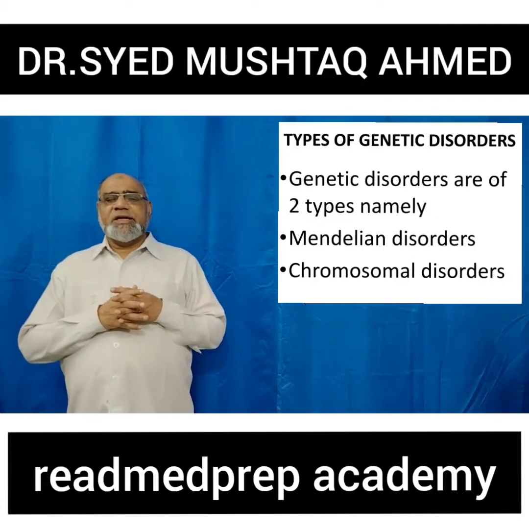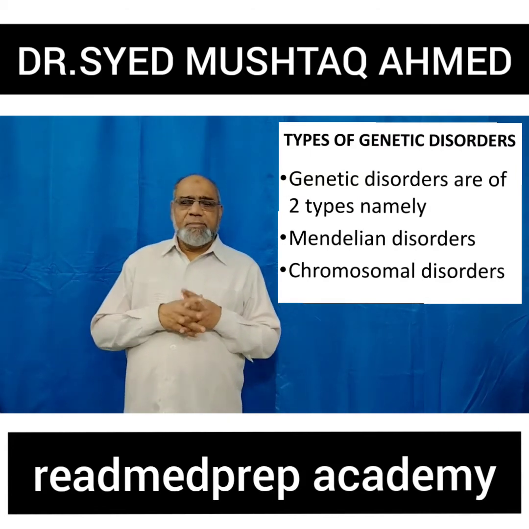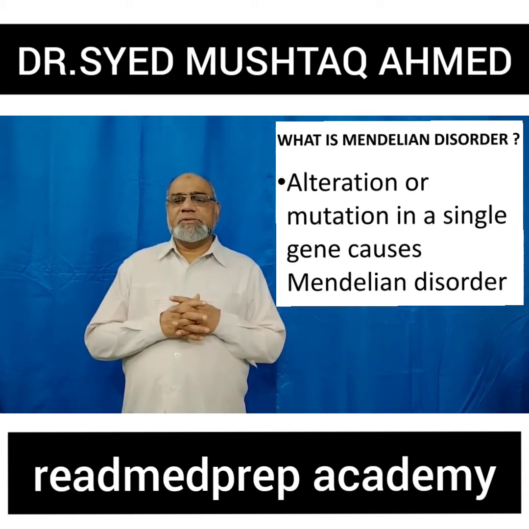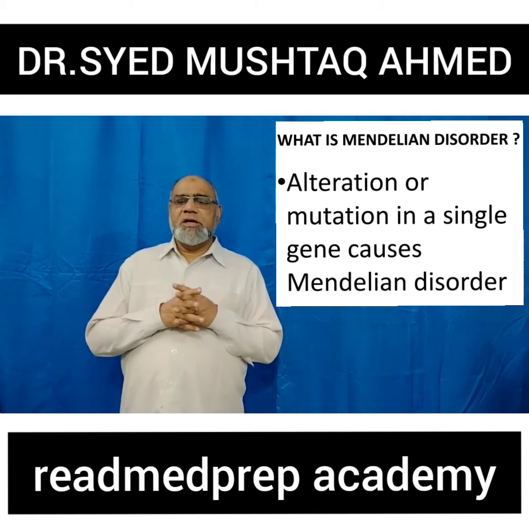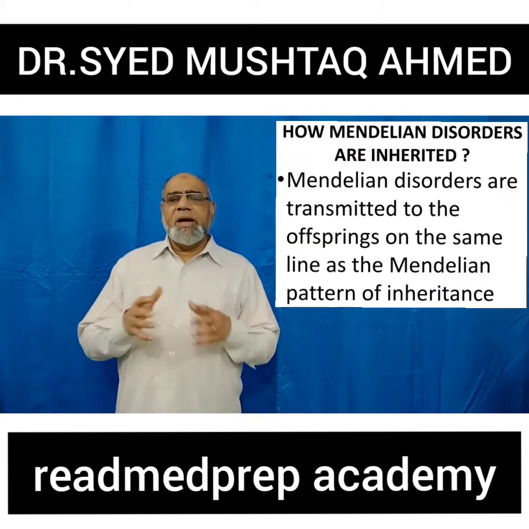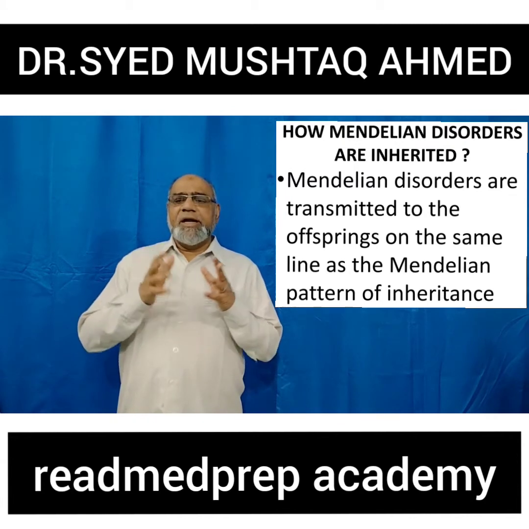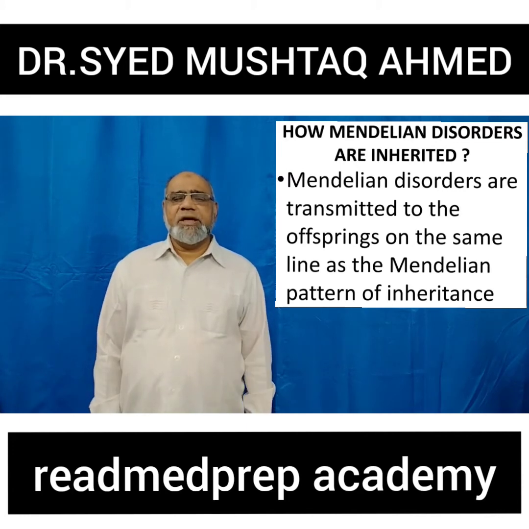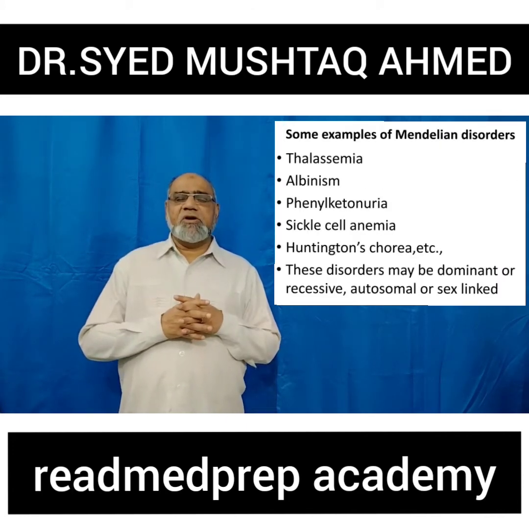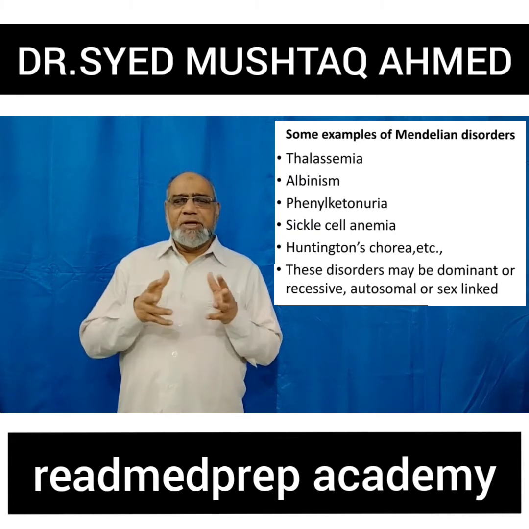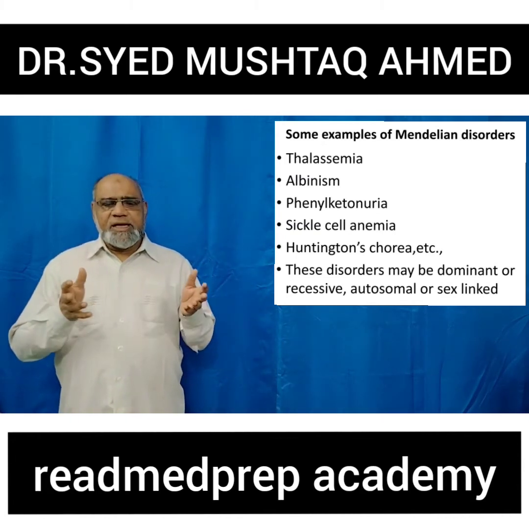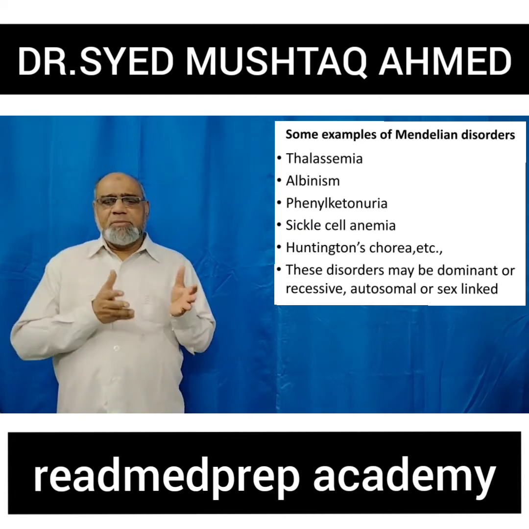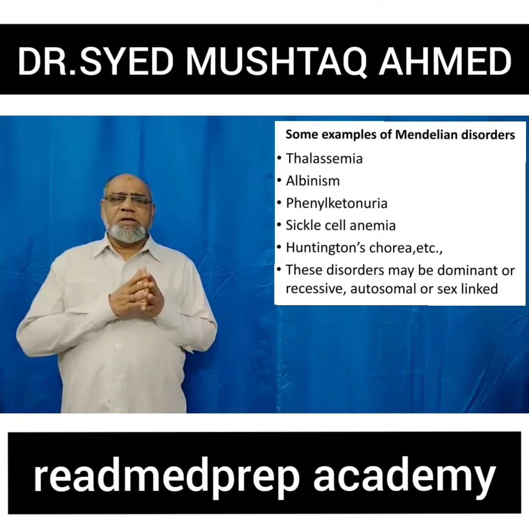What are the types of genetic disorders? There are two types of genetic disorders, Mendelian disorder and chromosomal disorder. What is Mendelian disorder? Alteration or mutation in a single gene causes Mendelian disorder. How are Mendelian disorders inherited? Mendelian disorders are transmitted to the offspring on the same line as the Mendelian pattern of inheritance. Some examples of Mendelian disorders are thalassemia, albinism, phenylketonuria, sickle cell anemia, Huntington's chorea, etc. These disorders may be dominant or recessive, autosomal or sex-linked.